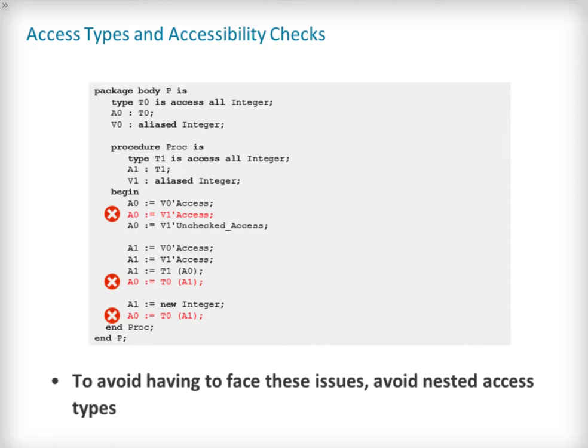The first error is due to A0 being declared at a higher level compared to the target object V1. Similarly, with the second error, even though it has type converted the access type, the target object is declared at a lower level than the access type object. The third error is due to the target object A1 also being at a lower level than the access type object A0.